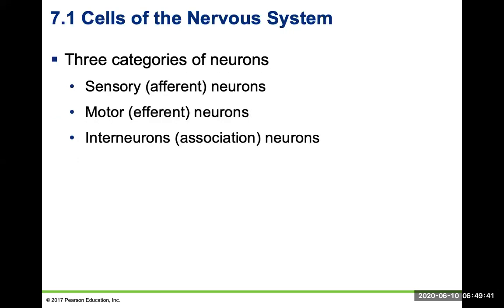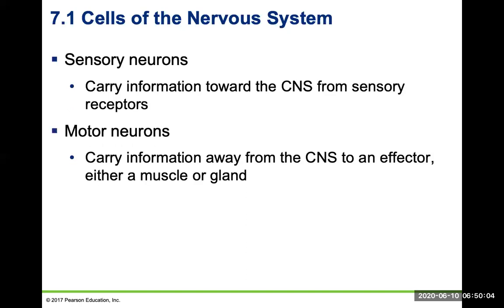There's three categories of neurons. We have sensory or afferent neurons, which bring sensory information to the brain and spinal cord. Motor efferent neurons bring motor transmission or motor directions to target tissues. And interneurons or association neurons are just neurons between the two.